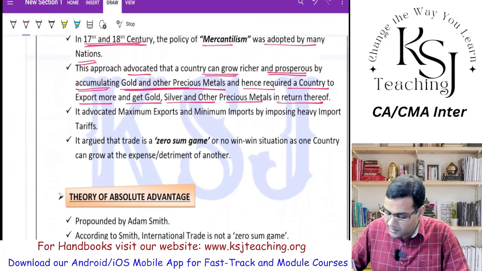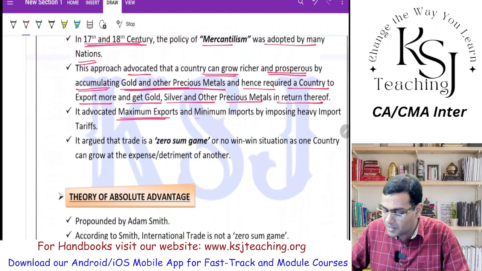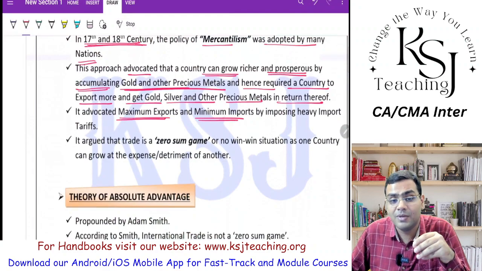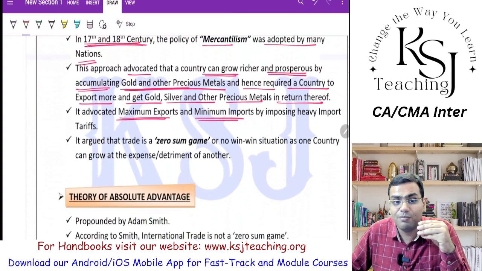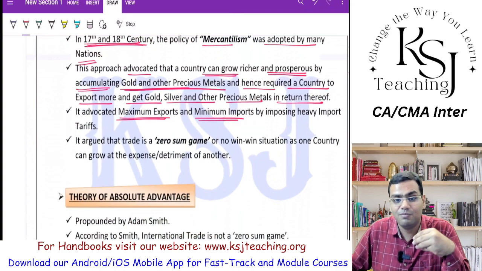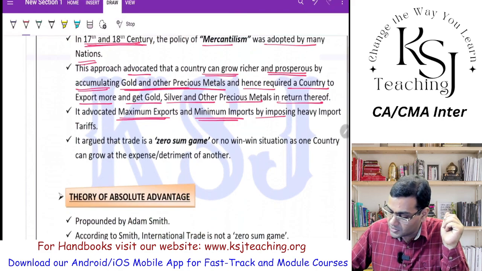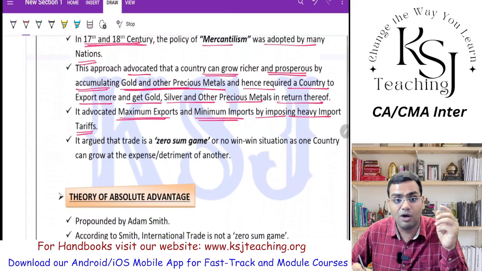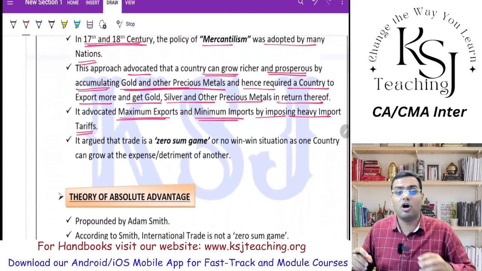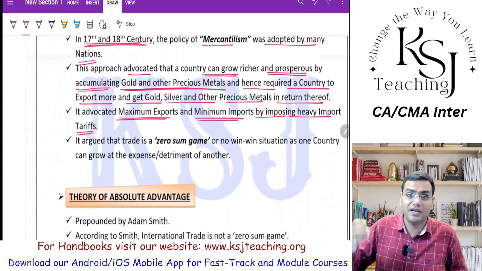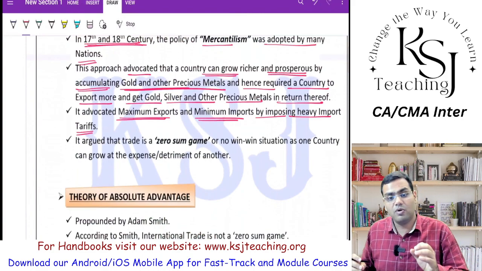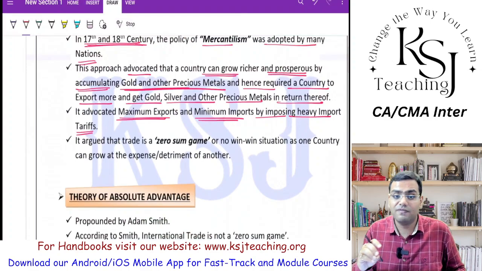It advocated maximum exports and minimum imports. Why minimum imports, sir? Because in case of imports, this country will have to give the gold and precious metal, right? If they are importing something, they will have to give the precious metals and the gold. Then the other country will be getting richer. By imposing heavy import tariffs, how can they reduce the imports? They put a lot of import duty so that people are discouraged from imports, and there are relaxations for the exports.